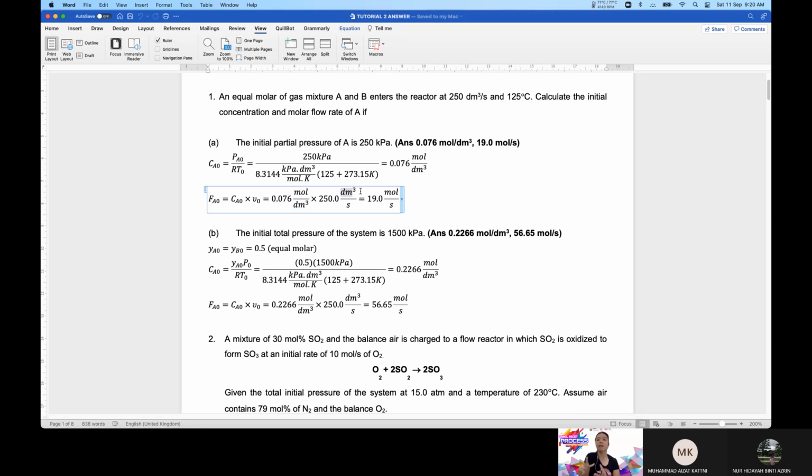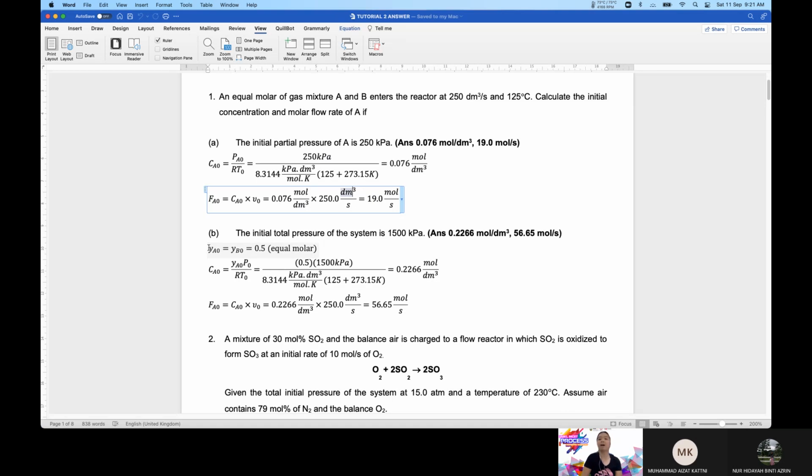So mole per second, mole per time, molar flow rate. So again, most likely dapat unit consistent dengan apa yang kita nak cari. Jawapan dia should be correct. So if you calculate, you will get 19 mole per second. Okay, so done. So part A, we are done. Not that difficult, just to introduce you to understanding how we can calculate initial concentration of A for gas phase just by knowing pressure and knowing the temperature at the initial condition.